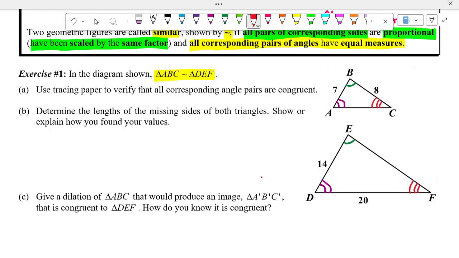Now, it wants us to determine the lengths of the missing sides of both triangles and show how you found your values. So, let's think about this in terms of a dilation. It's clear that if we started with this picture as our pre-image and dilated it by some scale factor, we get this image. All right. Who remembers how you find the scale factor? What is one way that I can find the scale factor?